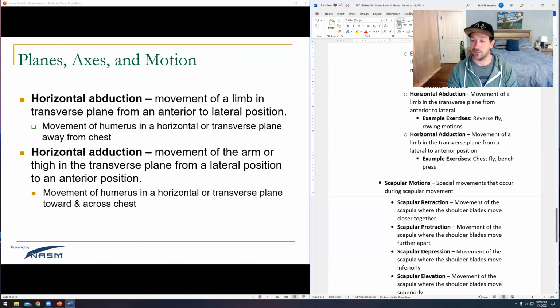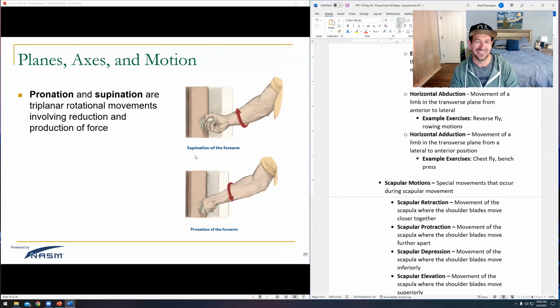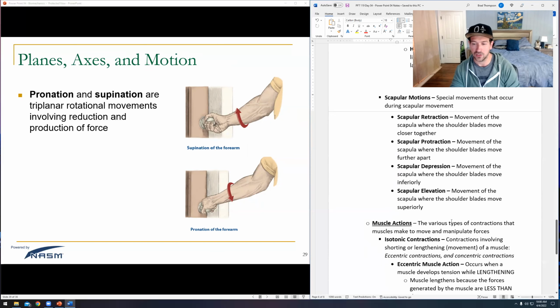So the reverse fly and rowing actions are going to be really good for our clients. Chest flies and bench presses tend to be everybody's favorite, but if you've already got really bad shoulder rounding, they might be holding you back a little bit. One other, and I didn't put this in the notes, that's weird.